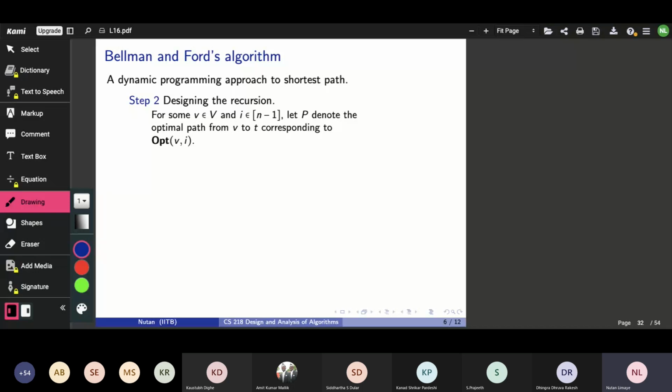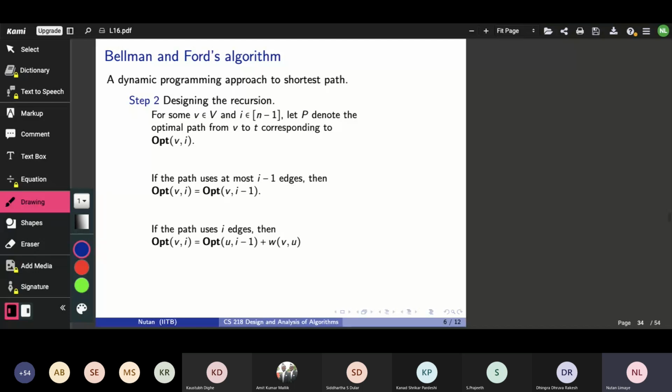Right, so let me now tell you what it is. If a path uses at most i minus 1 edges, then, so this case you may not have considered when you thought about it to yourself, which is kind of natural, but keep track of it. So if the path uses at most i minus 1 edges, then in fact opt of v comma i will be opt of v comma i minus 1. That's one possibility. If indeed it uses full i edges, then there must be some u which is a neighbor of v, such that we have opt of u comma i minus 1.